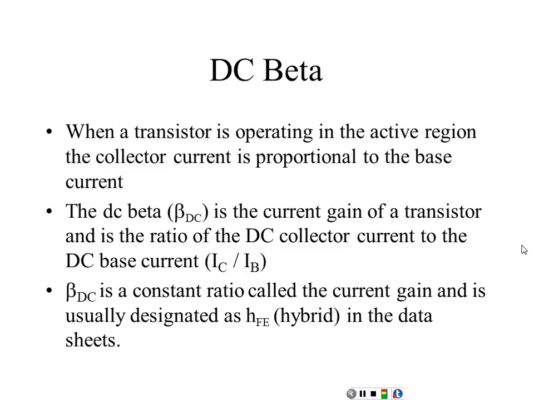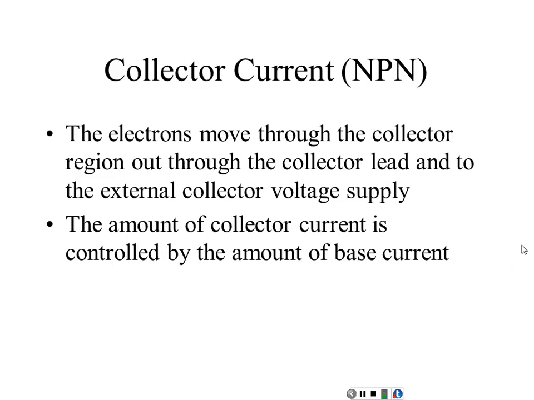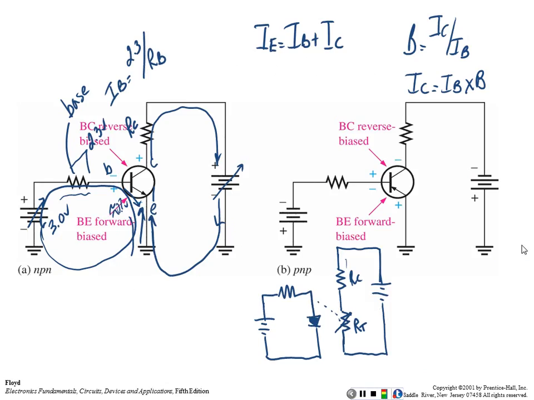DC beta is a constant ratio called the current gain, usually designated as hFE in the data sheets. This is what we call the hybrid parameters. It's the forward transfer ratio with the emitter pointing toward the common. That's what that means right there. So notice on every one of these, on these two right here, the emitter is pointing toward the common.